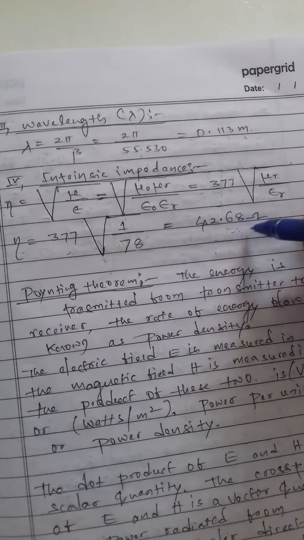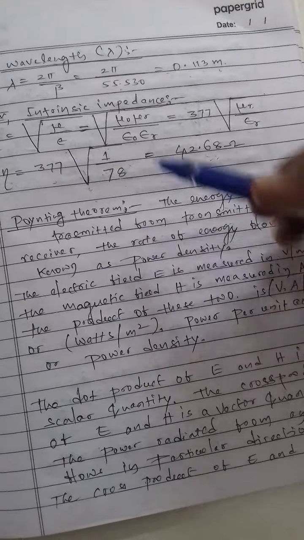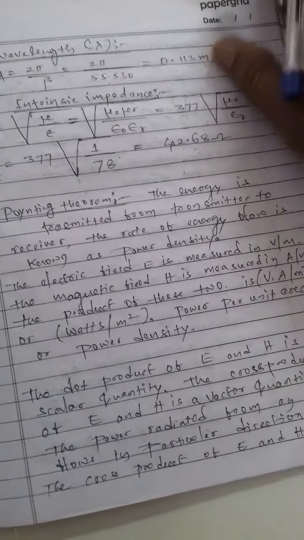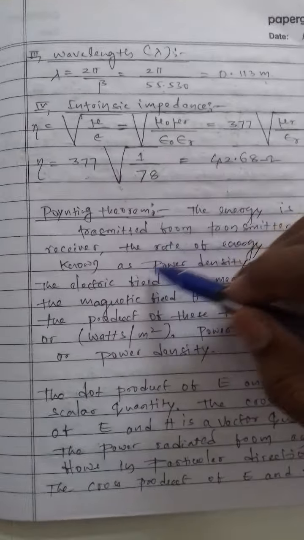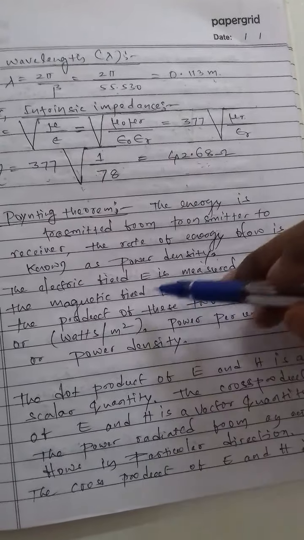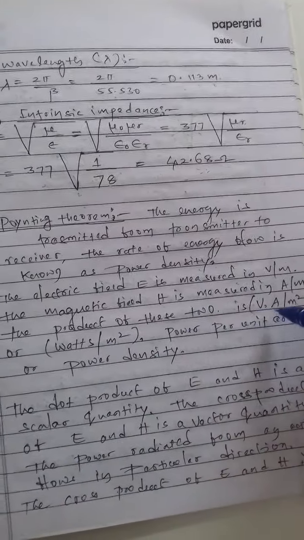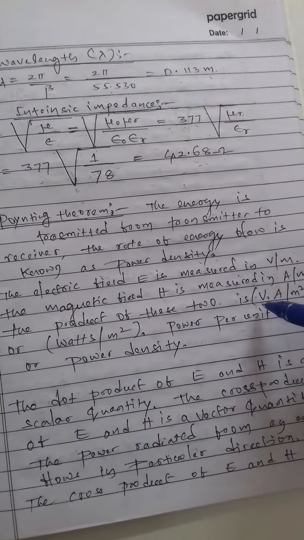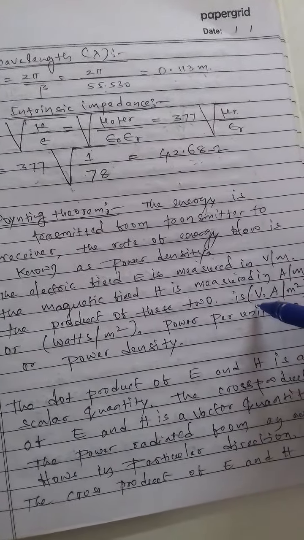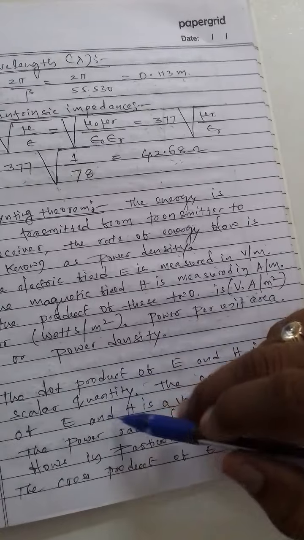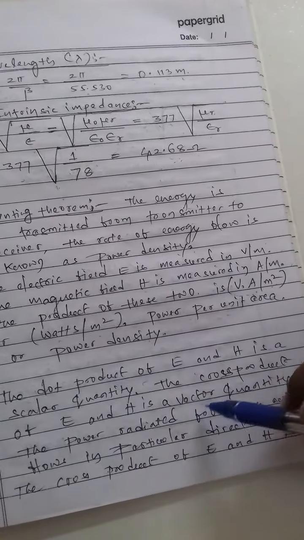The Poynting theorem. The energy is transmitted from the transmitter to receiver. The rate of energy flow is known as the power density. The electric field E is measured in volts per meter and the magnetic field H is measured in ampere per meter. The product of these two, volt ampere per meter square or watts per meter square, is power per unit area or power density. The dot product of E and H is a scalar quantity. The cross product of E and H is a vector quantity.